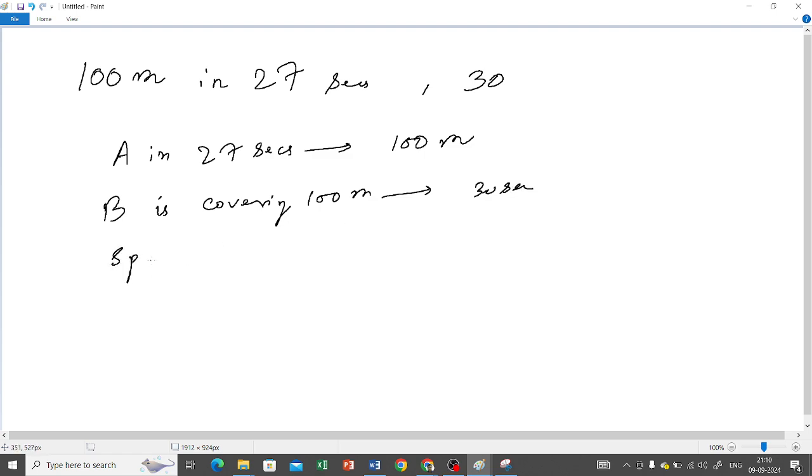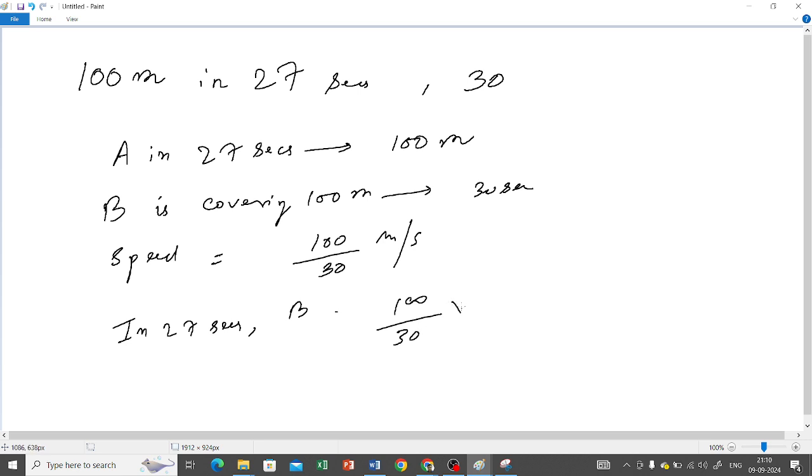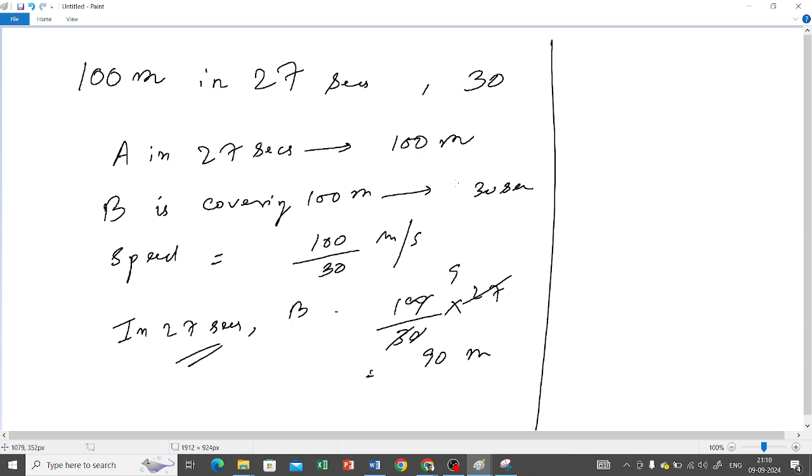So what is the speed of B? This much meter per second. 100 by 30 meter per second, right? So in 27 seconds, how much will B travel? 100 by 30 into 27, that is 90 meter. But in the same 27 seconds, A has traveled 100 meter. So what is the difference? 100 minus 90, that is 10.